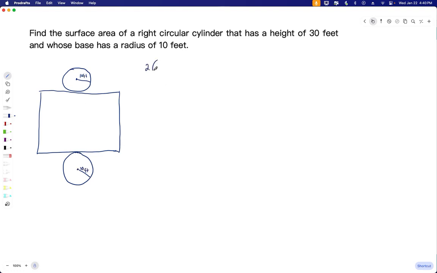So we can say 2 times the area of the circle plus the lateral surface area, and that's going to give us our total surface area. Now, how do we get lateral surface area? Lateral surface area is going to be equal to the circumference of the circle and the height of the cylinder. So it's a rectangle, so it's going to be the circumference times the height. So that's what we're going to do to get that.